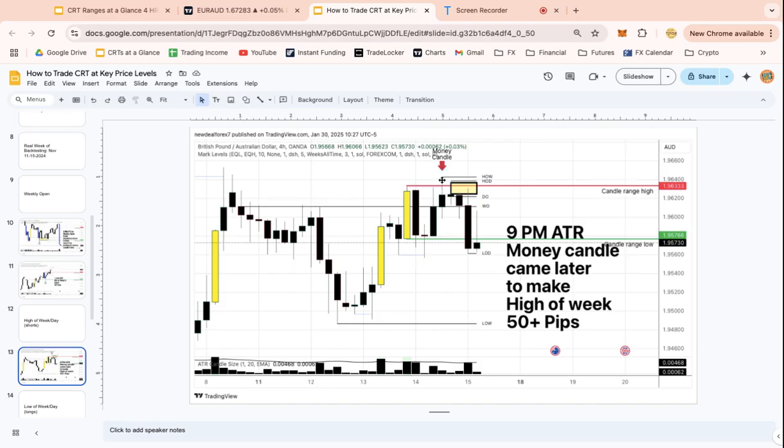Once the range is poked above and closed below, it came later, and then price tanked the rest of the way. All right, so that was about good for 50 pips from the top of the range to the bottom. So you want to be in as close to the top of the range as possible for shorts, and for longs near the bottom of the range, money candle range, etc.